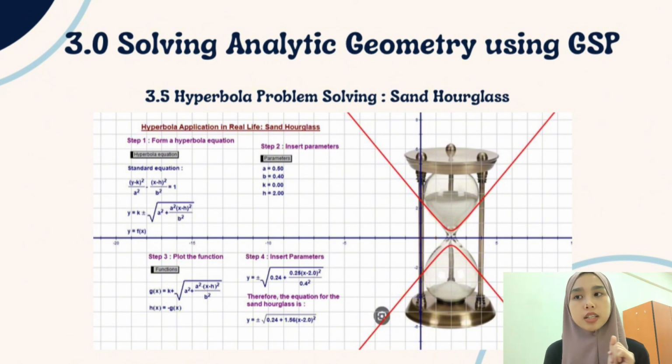Here we have k equals 0, h equals 2, so we know the center is (2, 0). And a equals 0.5, b equals 0.4. Step 4, we insert parameters, and then finally we get the equation for the hourglass, which is y equals plus or minus the square root of 0.24 plus 1.56 times (x minus 2.0) squared.